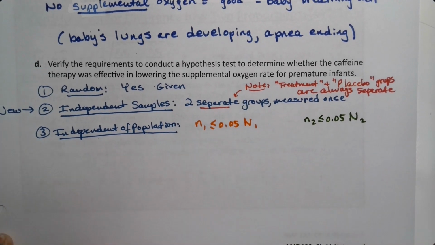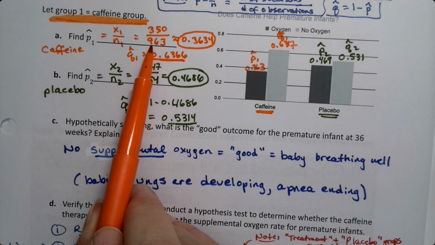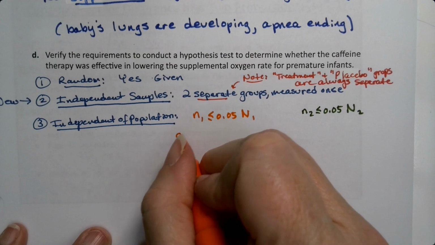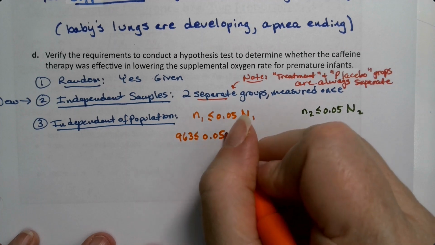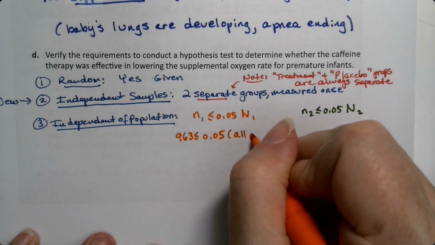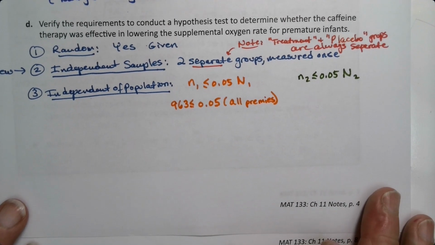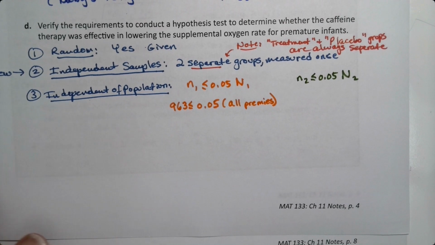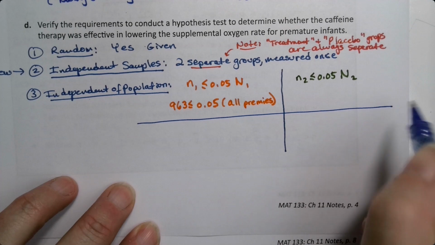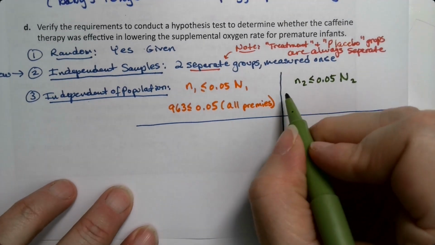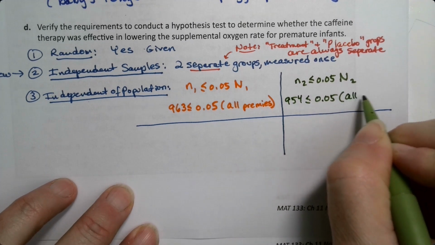All right, well, little n1, we said right up here, it was 963, right? It's in the problem. So that's 963. Capital N isn't really a known value here, but we know it'd be all, I'm just going to abbreviate it, preemies, right? Preemies is an abbreviation for premature babies. It makes it so I can fit it on the page. I'm just going to give myself a little space here. All right, same thing with N2. We know 954 is less than or equal to 0.05, and again, it's all preemies.